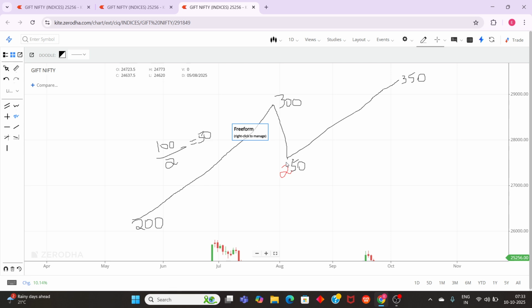Keep the small SL, do not keep a big SL. If you're considering percentage-wise, keep it at maximum 5% and aim for a minimum of 30% on that trade. Minimum. I hope it's clear. So let me show some examples.